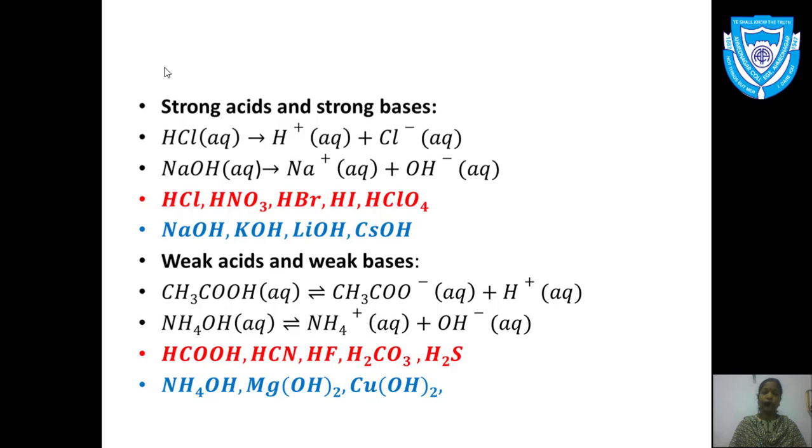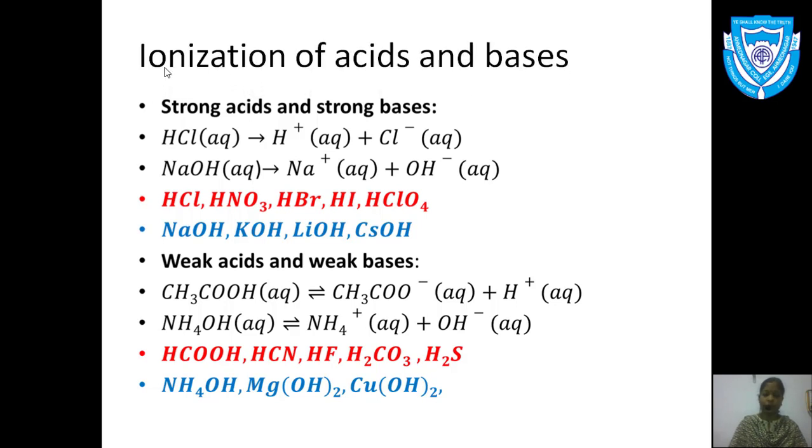The examples of weak acids are formic acid HCOOH, HCN, HF, H2CO3 carbonic acid and H2S. While the examples of weak bases are ammonium hydroxide NH4OH, magnesium hydroxide, CuOH twice. So these are the ionization of strong acids and strong bases, and weak acids and weak bases. Now you know that equilibrium exists only in the case of weak acids and weak bases. Now let us learn about the dissociation of weak acids and weak bases.